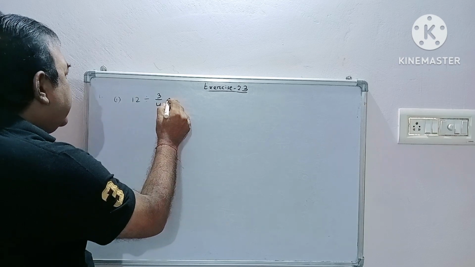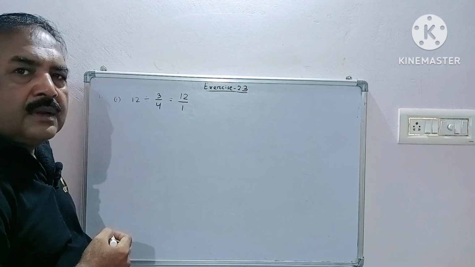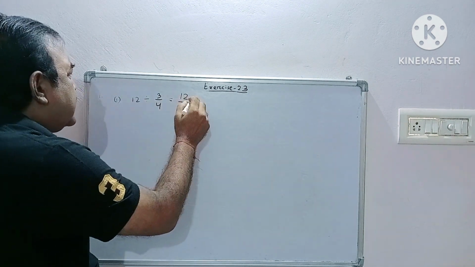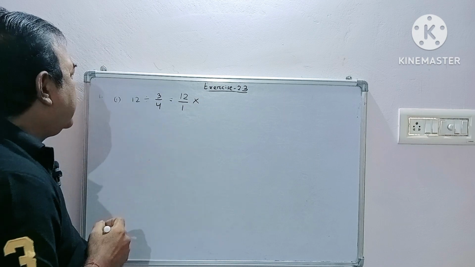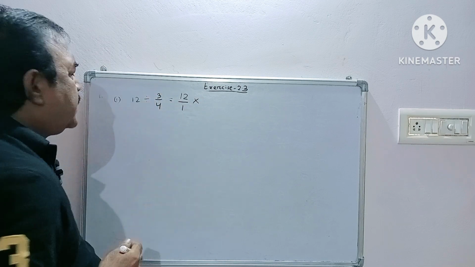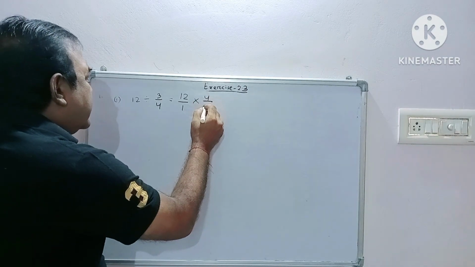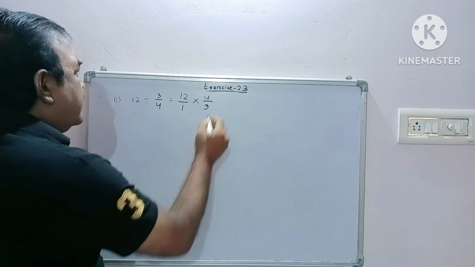So how do you do it? You see, it is very easy. 12 means 12 upon 1. And here is the division sign, just change it into the sign of multiplication. So what will happen here? For 3 upon 4, just take the reciprocal, that means 4 will be in the numerator and 3 will be in the denominator.